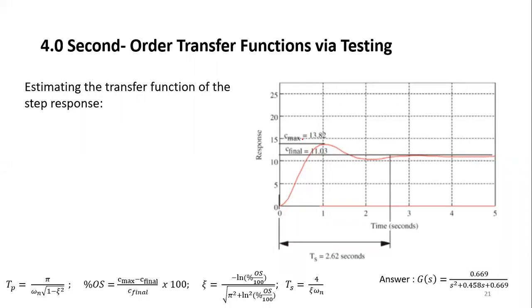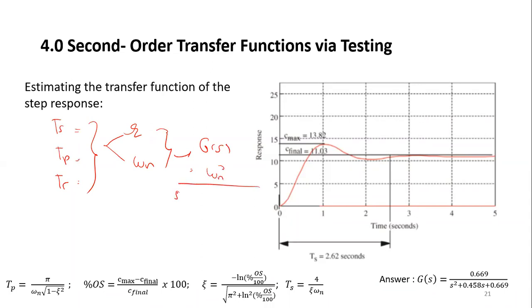Okay, so you specify the performance, which is TS. From the output plot you can get your TS, you can get your TP, okay, you can get your TR, and then from here, you can get your damping ratio. Okay, when you get this one, you can get your damping ratio, you can get your natural frequency, and from this, you can develop your transfer function, which is natural frequency squared over s squared plus 2 times damping ratio times natural frequency times s plus natural frequency squared.